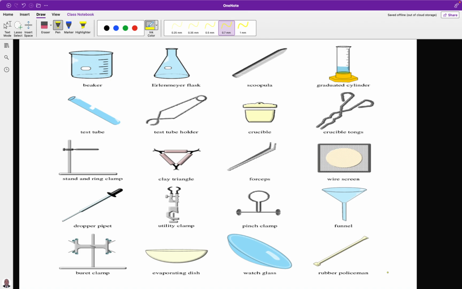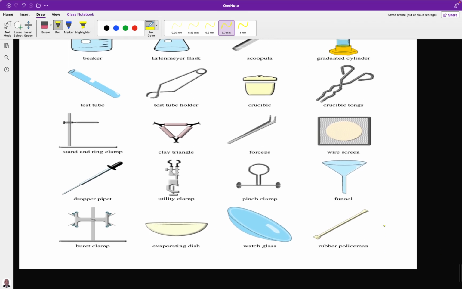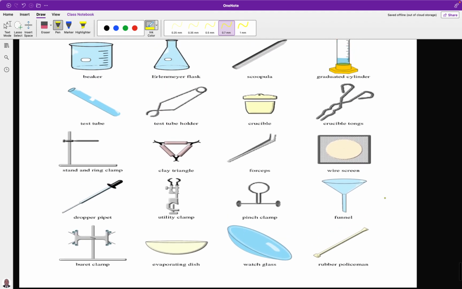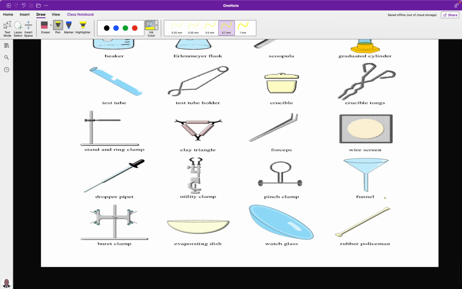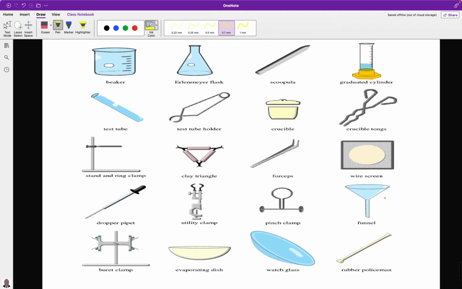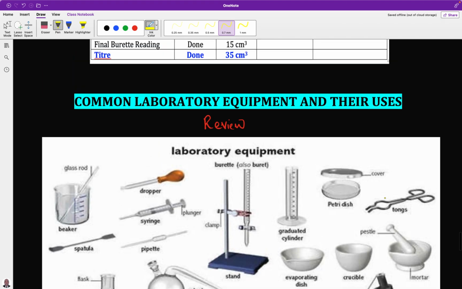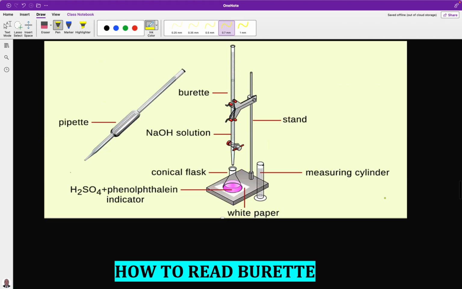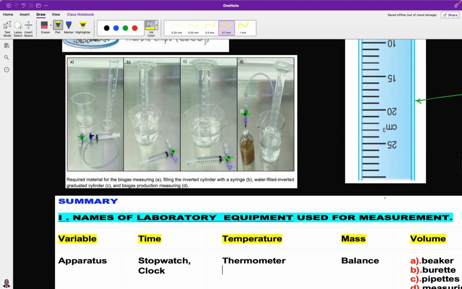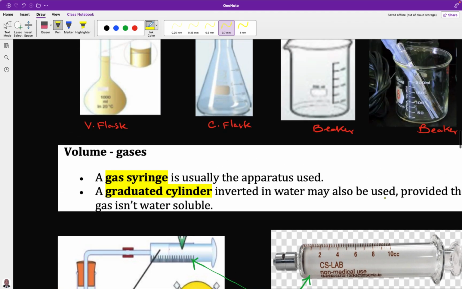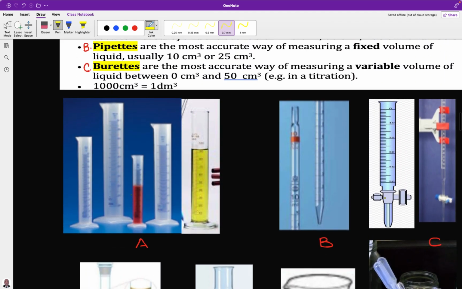Then the funnel. We have not talked about the funnel. The funnel is also there for filtration purposes. So learners, once more, this is very, very important for you to know the names of the different equipment that are used in the laboratory for investigation.